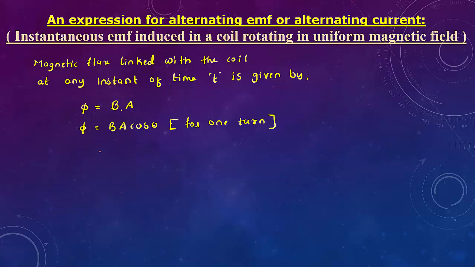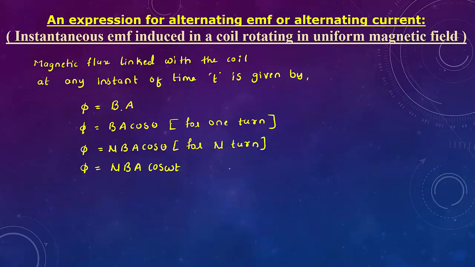Suppose if it contains N number of turns, then this equation can be written as phi equal to NBA cos theta. This is for N number of turns. For one turn we can write BA cos theta. For N number of turns we can write NBA cos theta. So now I am going to rewrite this equation as NBA cos of, in place of theta, I am going to write omega t.